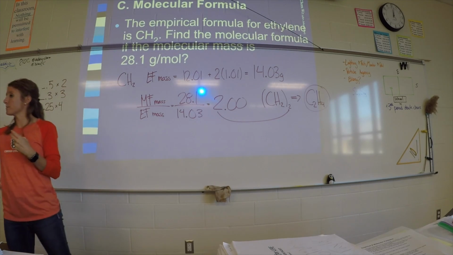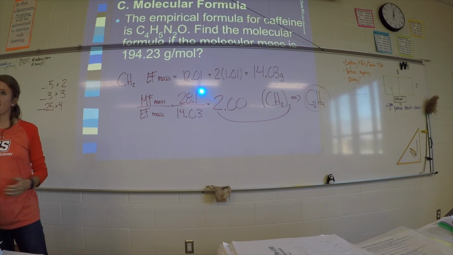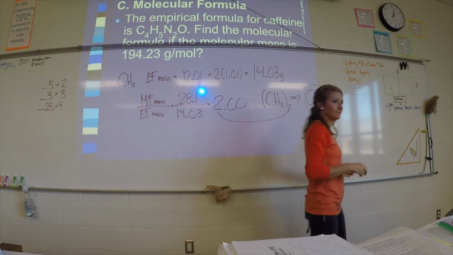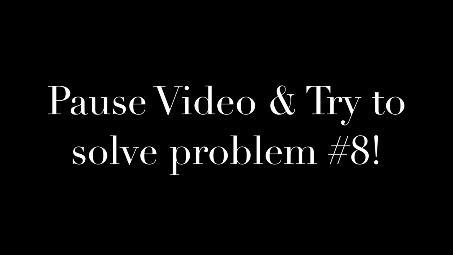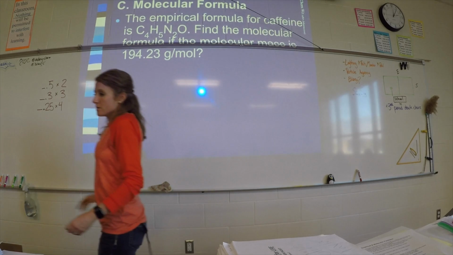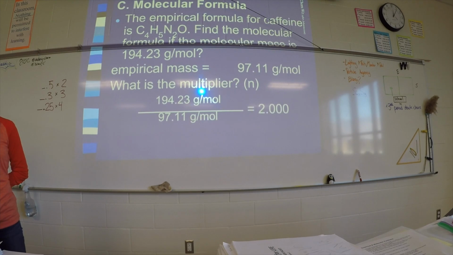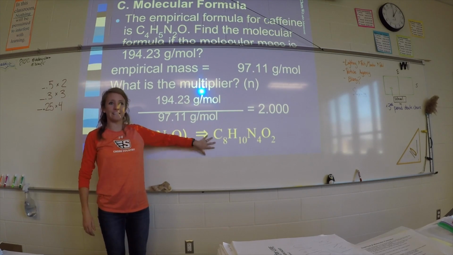Okay, try the last one for me, number 8. Find me the molecular formula of caffeine, everybody. Love caffeine. In the end, everybody, you should have gotten 97.11 as your empirical mass, which means when you divide them, you get a value of 2, and then you multiply it through. So our formula, this is caffeine.